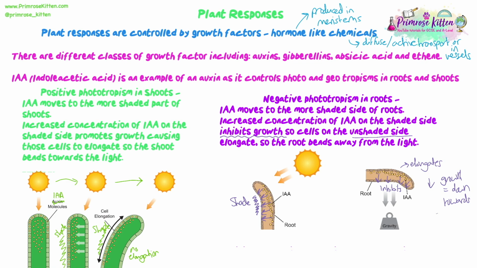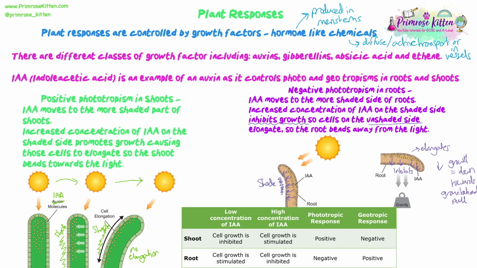So mainly, the thing to remember here is to think about where the IAA is going, and it's always moving to the shaded side or the side that's pulling down with gravity. But in shoots, it's promoting the elongation, so it will bend towards the light. In roots, it's inhibiting elongation, so then we bend away from the light, or we bend down towards gravity. So that's the thing to remember. In shoots, IAA is promoting elongation. In roots, it's inhibiting elongation on that side, and therefore the elongation occurs on the opposite side and we get bending away.